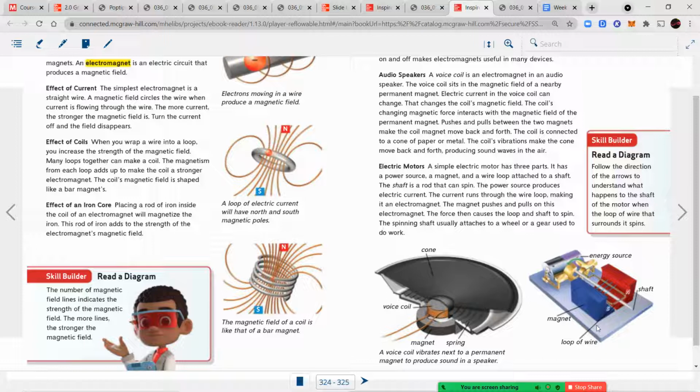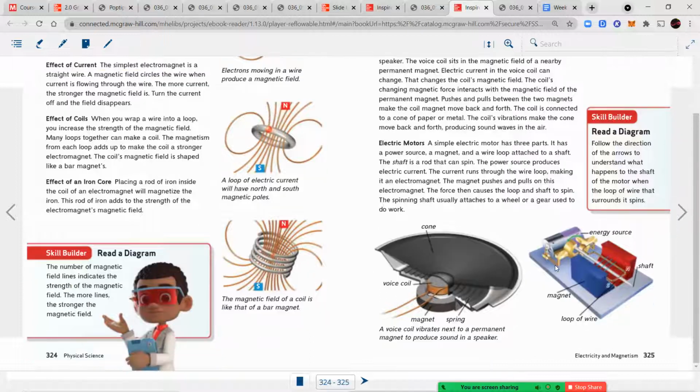Let's take a look at the illustration that we have here. We have our magnet with the north and south sides. We have the loop of wire over here. And we have our energy source, which in this case is a battery.